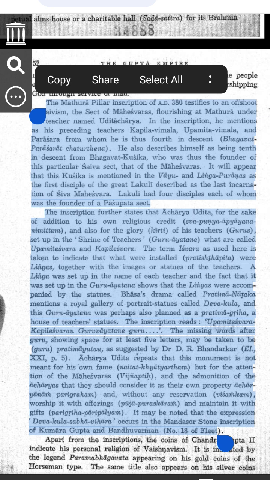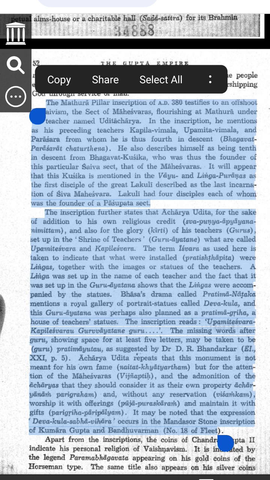What is the Mathura pillar inscription? It is a very old inscription found on a pillar in Mathura, India. It was written in the year 380 AD, which is about 1,600 years ago. It tells us about a religious teacher named Uditacharya. It also gives information about Shaivism, worship of Lord Shiva. Example: think of the Mathura pillar inscription as an ancient history book written on stone.